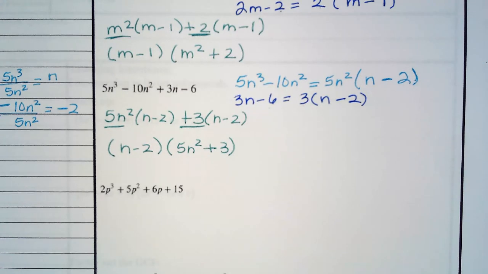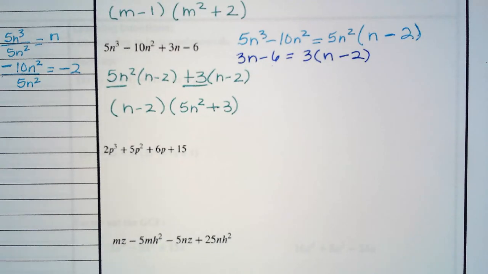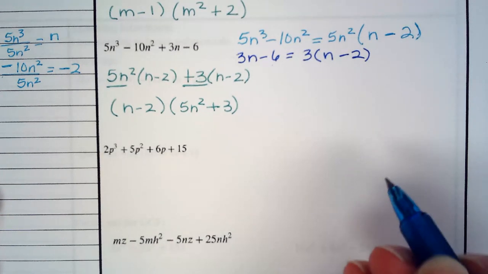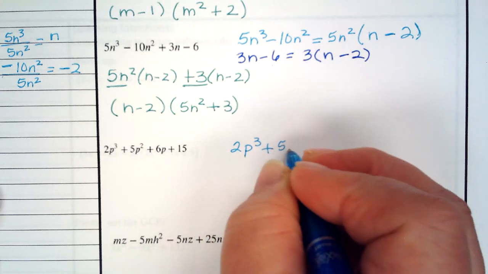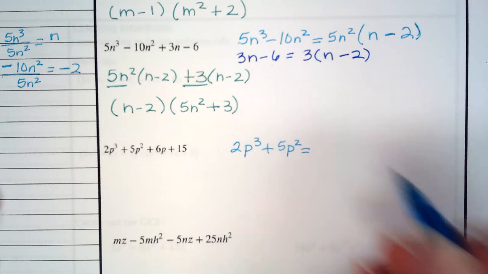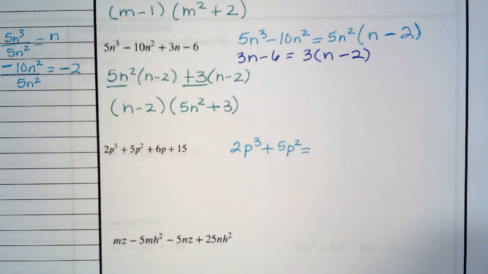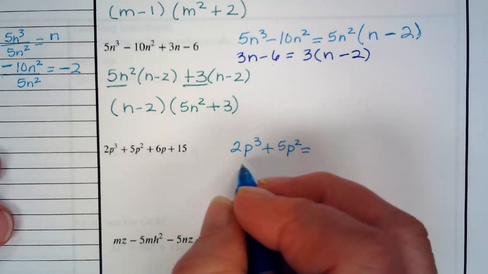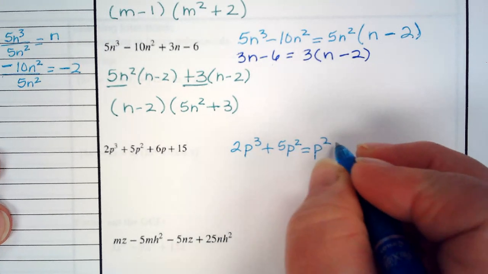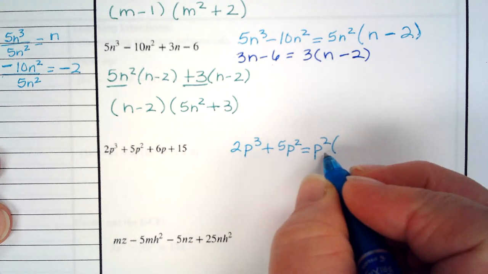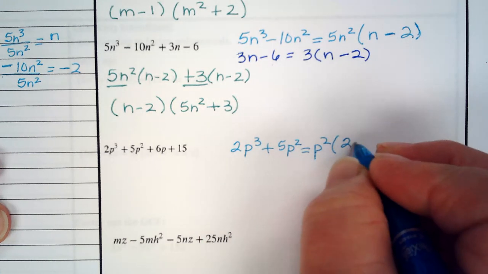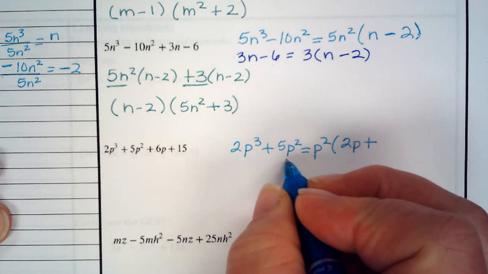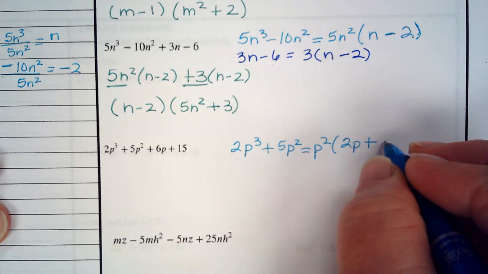What about the next one? Can you factor out the next one? Okay. Do I have any common factors with the numbers? No. So all I can factor out is p squared. 2p to the third divided by p squared is 2p. 5p squared divided by p squared is 5.